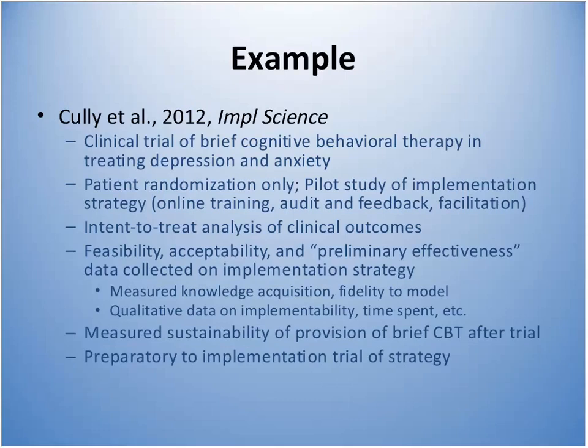And they proposed a patient randomized trial in the context of a pilot implementation strategy which had 3 components to it: online training, audit and feedback, and facilitation. And so the analysis for the patient randomized trial was sort of the classic intent to treat analysis of those clinical outcomes. But at the same time, they had an analysis arm around feasibility, acceptability, and what they call preliminary effectiveness of the implementation strategy.